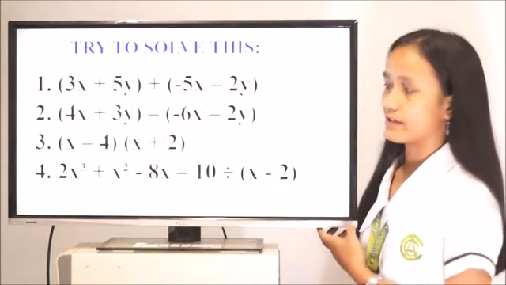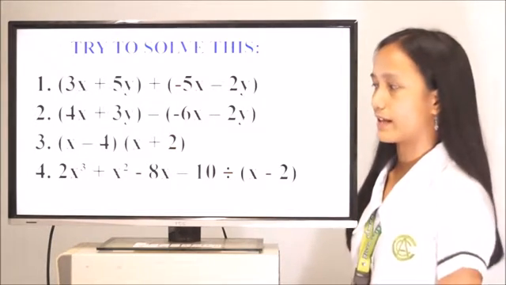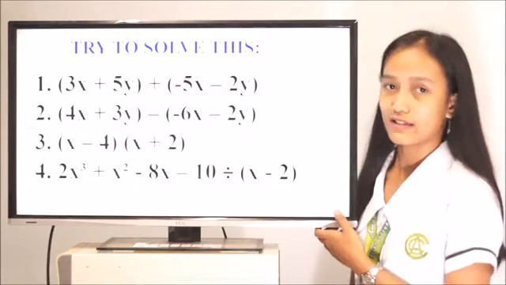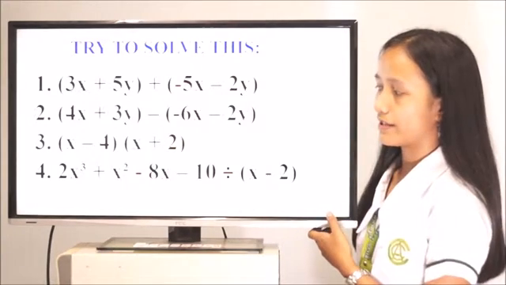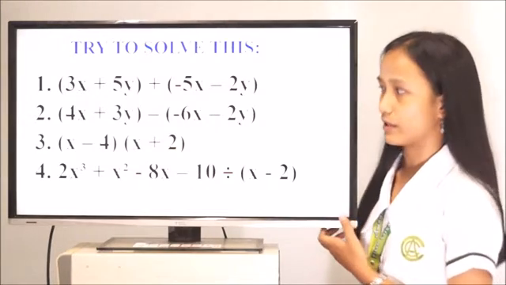The third one is multiplication. The quantity x minus 4 times the quantity x plus 2. The last one is division. 2x cubed plus x squared minus 8x minus 10 divided by x minus 2.